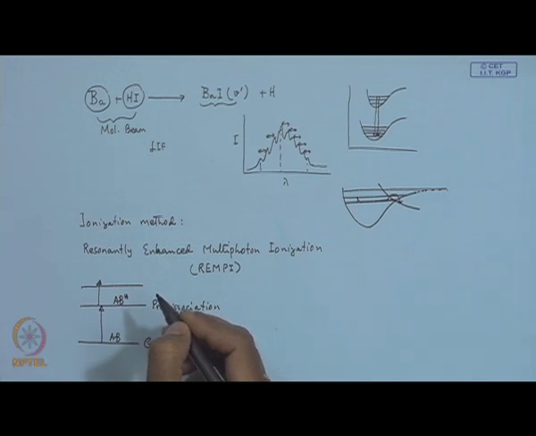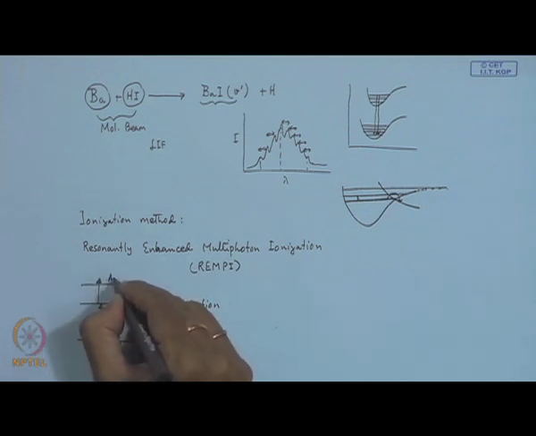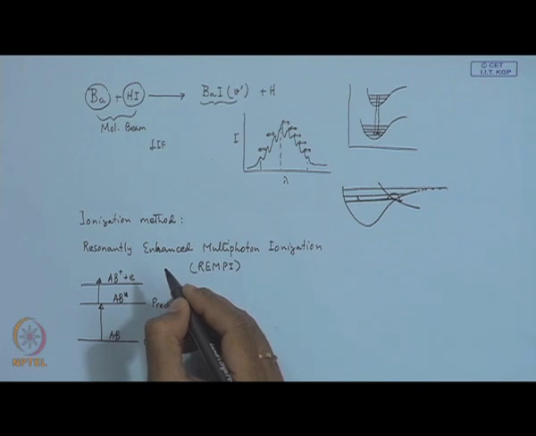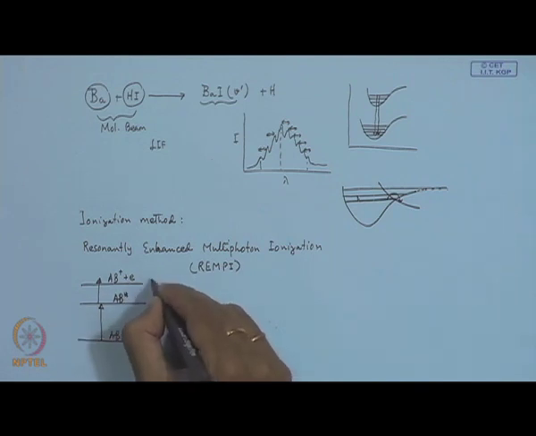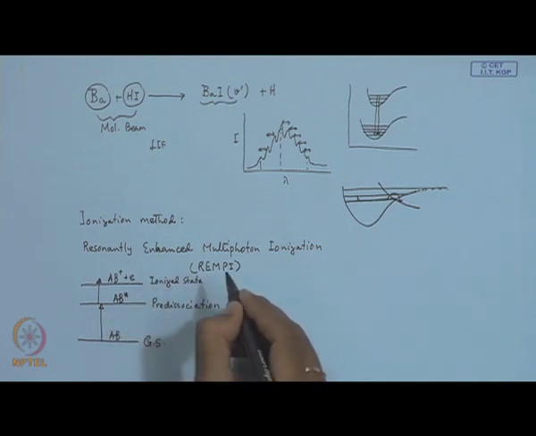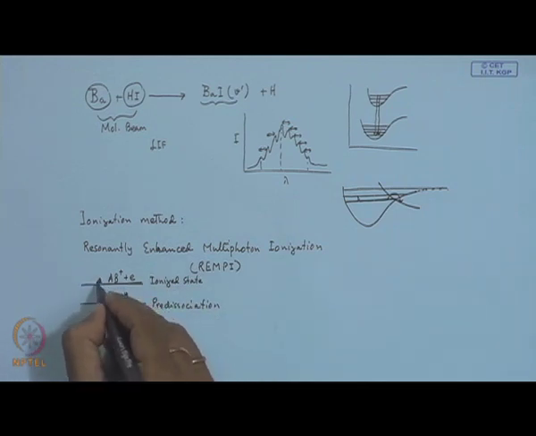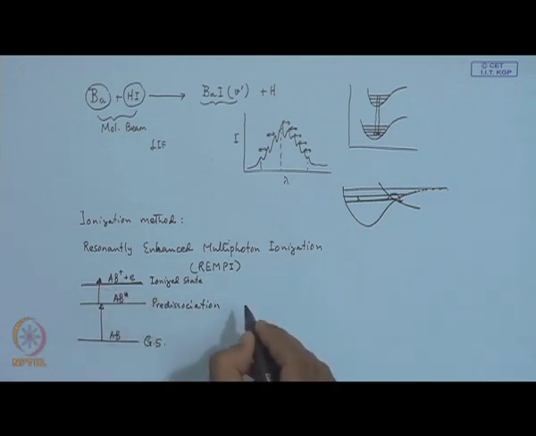So, basically this one is pre-dissociative state, and if from this pre-dissociation, you add another photon, then you go to AB plus electron. So, basically it is an ionized state. Okay. So, this is your ionization limit. So, beyond this, if you can cross, or at least if you can reach, you will get ionized products.